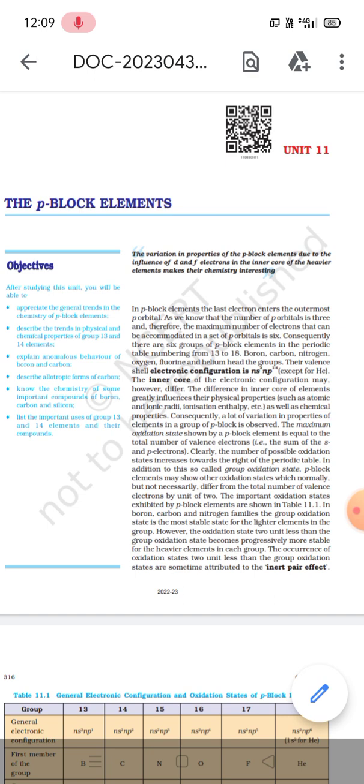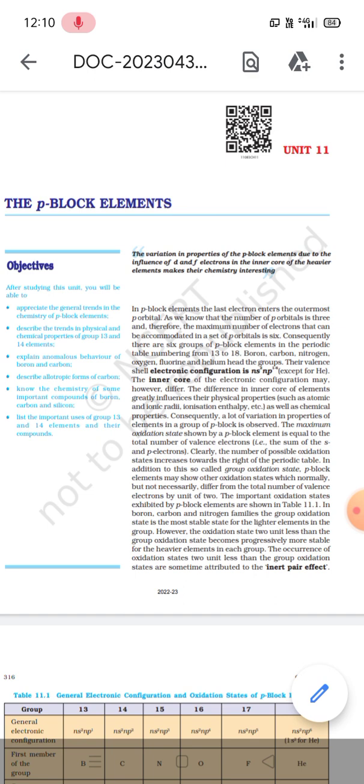Consequently, a lot of variation in the properties of the elements in a group of the p block is observed. The maximum oxidation state shown by a p block element is equal to the number of valence electrons, that is the sum of s and p electrons. Clearly, the number of possible oxidation states increases towards the right of the periodic table. In addition to this so-called group oxidation state, p block elements may show other oxidation states which normally, but not necessarily, differ from the total of the valence electrons by units of two. The important oxidation states exhibited by p block elements are shown in the table.